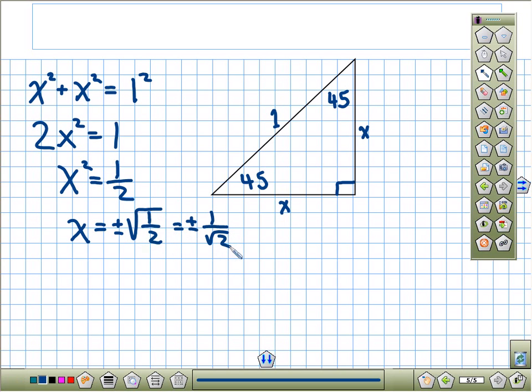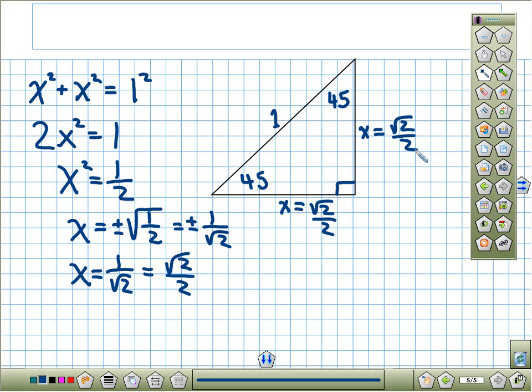Now, I put plus or minus there, but you realize that since we're dealing with a length here, I'm going to just throw out the negative. So really, x is 1 over the square root of 2. Now, is there any way we can rewrite that to rationalize the denominator? Because that's the way you see it a lot of times. That's right, square root of 2 over 2. So it looks like that's what these sides are. They're both square root of 2 over 2. Any questions? Everybody see what we did?